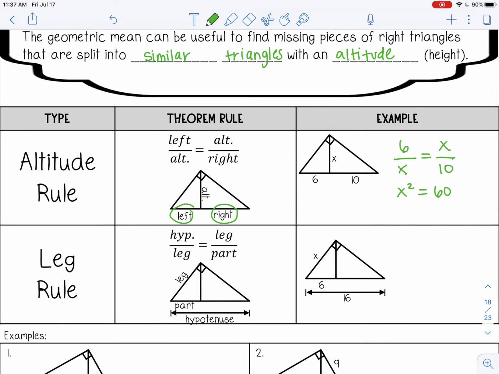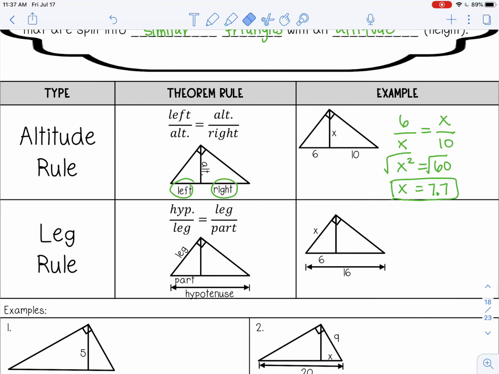And then to solve, I'm going to take the square root of both sides, and I'm just going to round to the tenths place. So the square root of 60 is about 7.7. So basically what we did is we found the geometric mean of 6 and 10. We multiplied 6 and 10 together, that gave us 60. And then we took the square root, 7.7.